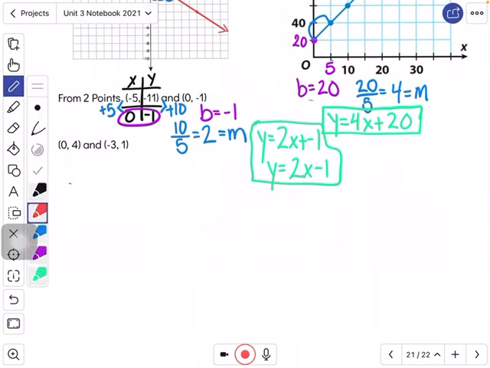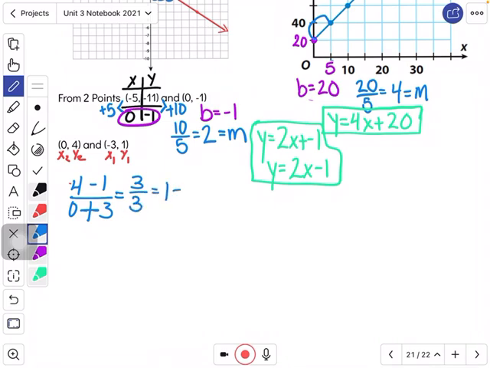Your other option is to use the formula. So we label, and I just labeled those 2. So that makes this 1. Didn't necessarily mean to do that, but I did. So then I use the formula. So y2 is 4 minus y1 is 1 over 0 minus negative 3, which becomes 0 plus 3. So this is 3 over 3. So my final slope is 1.